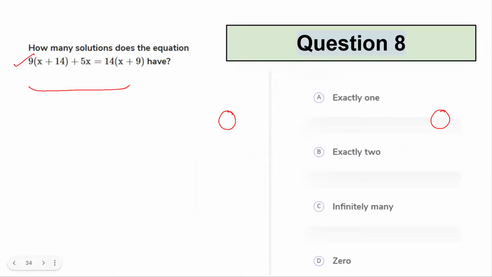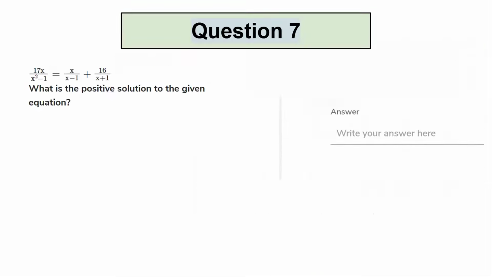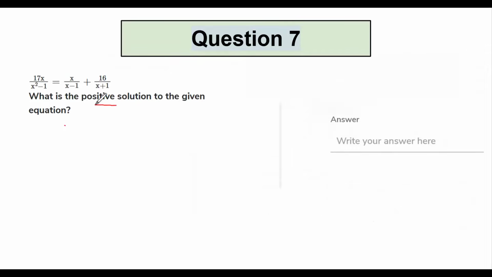Okay. Oops, let me go back to the question. Yeah, question 7. You need to give a positive solution. So here you found two solutions, -4 and 4. You need to give the positive solution. Your answer is 4. Okay, I hope you understand, students.